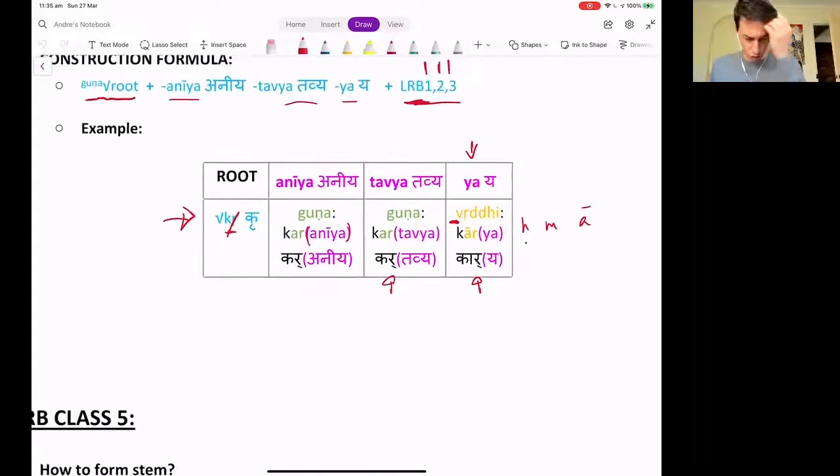Homework is to choose. Which one do you like? Do you like karaniya? Do you like this tavya, or do you like this ya? I stick with tavya. I don't usually put ya because there's too many yas in Sanskrit.